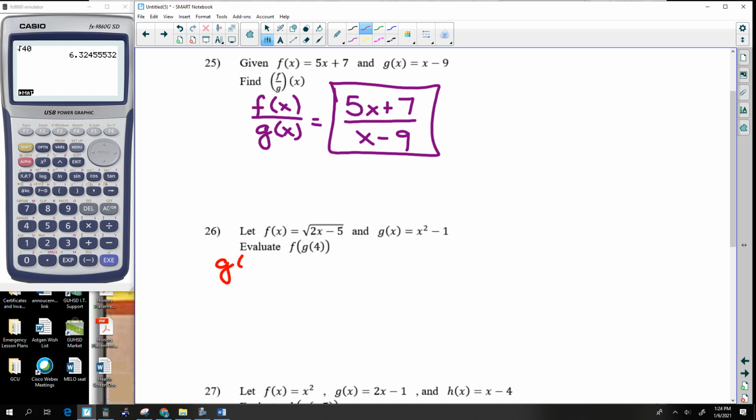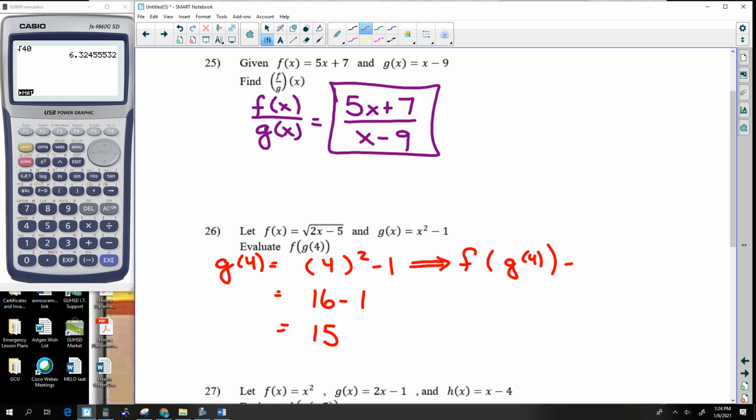Okay, on the inside is g of 4. So the g is x squared minus 1. The x is the number 4. 4 squared is 16. Minus 1 is 15. However, the ultimate question is actually asking what is f of g of 4? And so the g of 4 is literally the number 15.